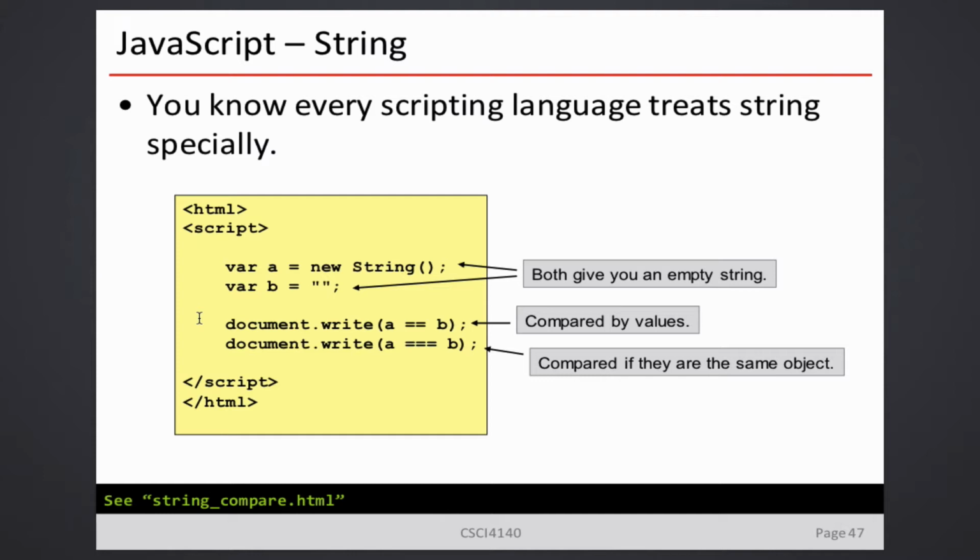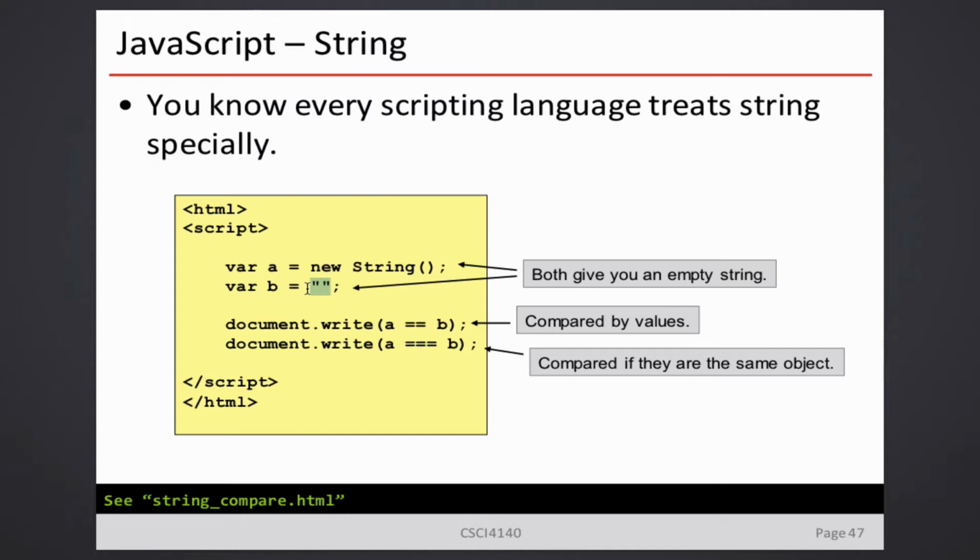I can create it like this, and you can create it like this. Create a string equal to the empty string, and also create another string using the literal. They both give you the value of the empty string, but in JavaScript, we sometimes want to check whether these two objects are the same object.